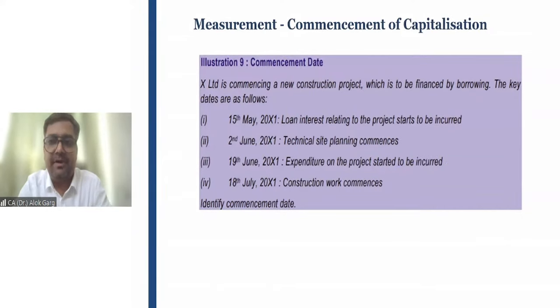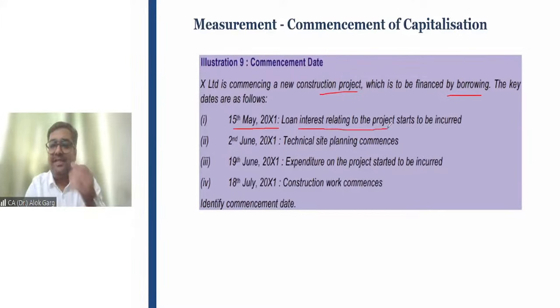Example from ICAI study material. You need to answer me quickly, what is the commencement date? X Limited is commencing a new construction project, which is to be financed by borrowing. The key dates are as follows. 15th May 2001: loan interest relating to the project starts to be incurred. The borrowing has been done and the borrowing cost started being incurred. 2nd June: technical site planning started. 19th June: expenditure on the project started to be incurred. 18 July: construction work started. Identify the commencement date.